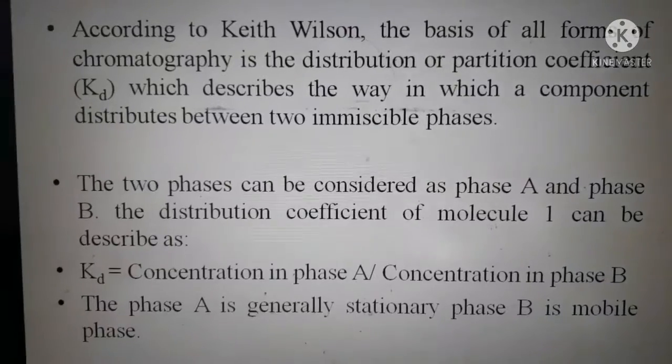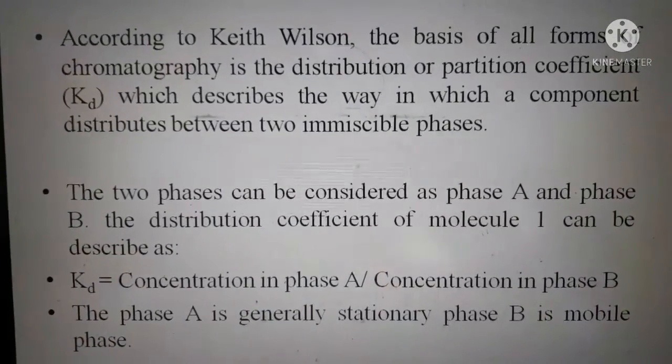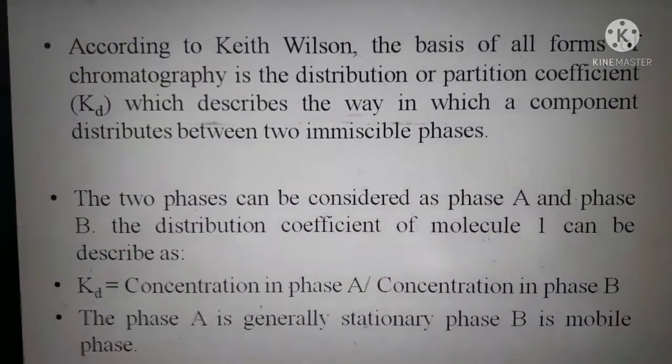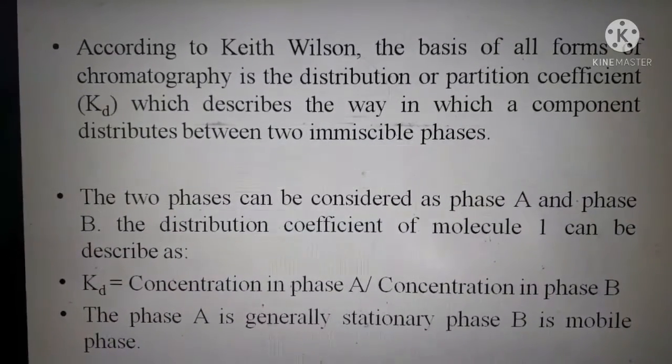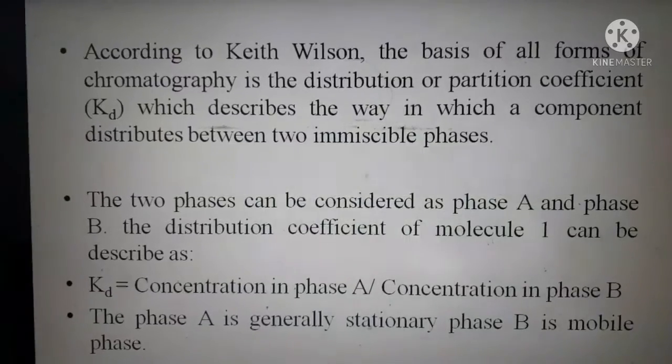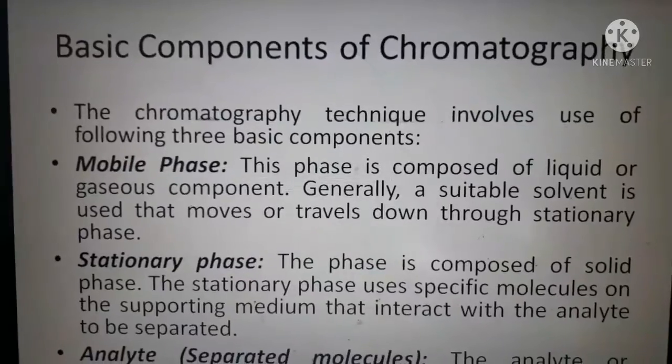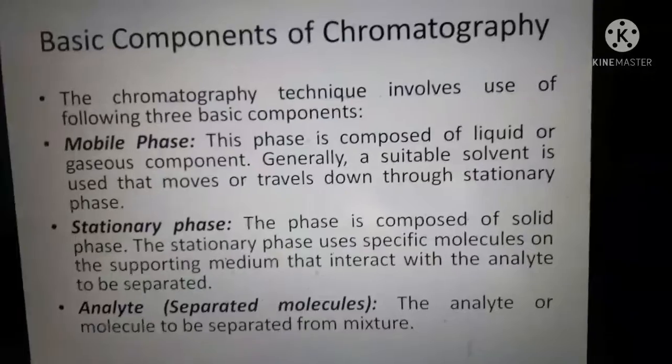So how can we define the partition or distribution coefficient? It is the concentration of the molecule in phase A divided by its concentration in phase B. Phase A will be the stationary phase, while phase B here we will consider as the mobile phase. These are the three basic components of chromatography.